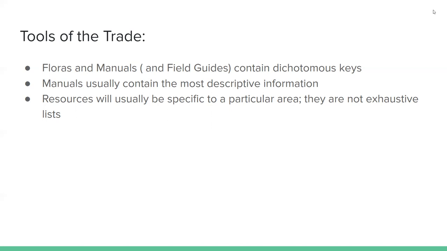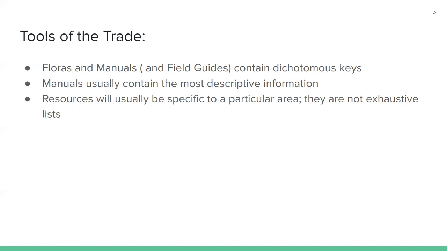One of the things we want to realize about these resources is that they're usually specific to a particular area and also a specific type of plant. So for example, the field guide we were using was specific to Minnesota, and the section we were using was specific to conifers. So it's important to realize these aren't exhaustive lists, and you're going to have to pick the right resource to identify any particular plant.